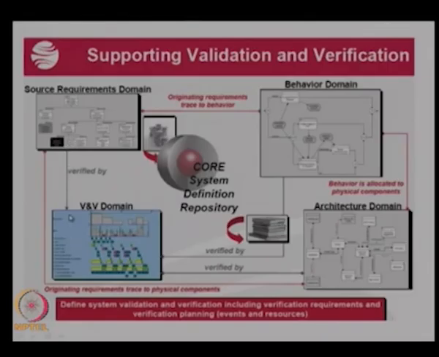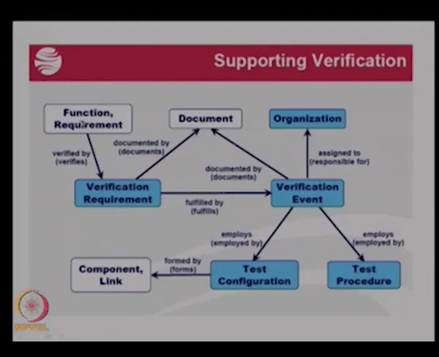So that is the interaction shown here. Again, here you can see that the function requirements, the documentation, the organization, components, test configuration and test procedures, all these are linked to the verification event and verification requirement. So we have the verification events. So how do we verify, and what are the requirements needed to do that particular verification? That again comes to the verification function requirement, and all these things need to be documented using the verification documents.